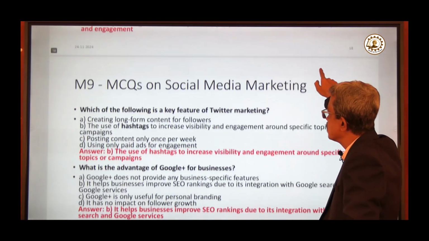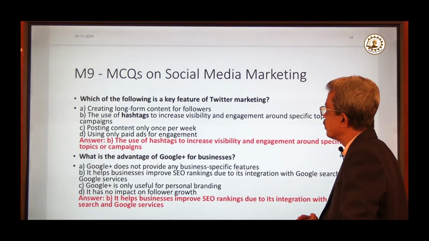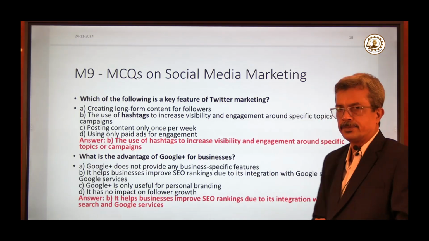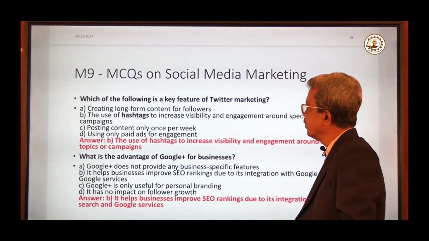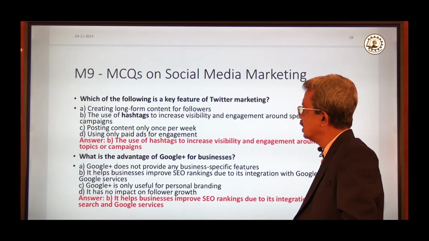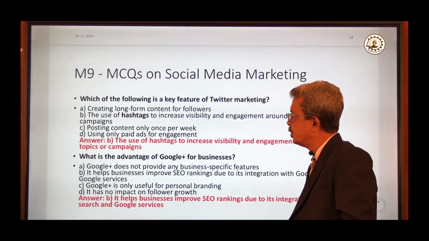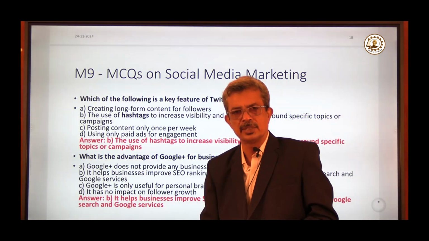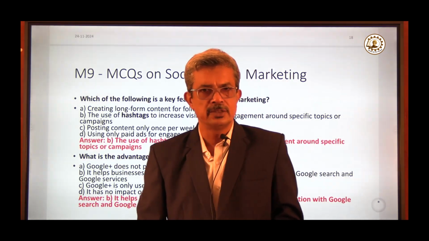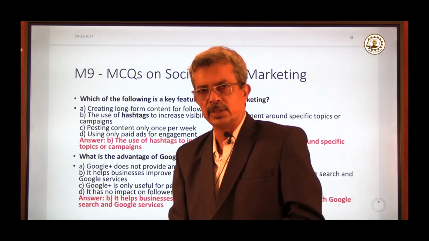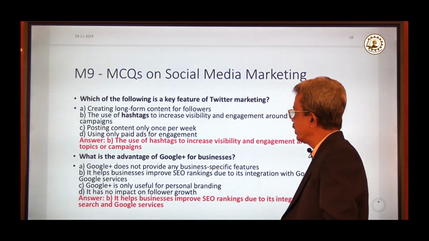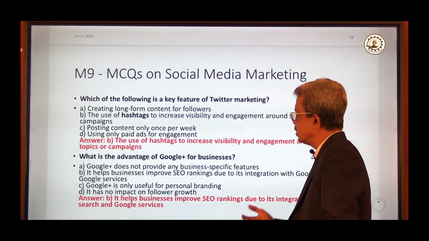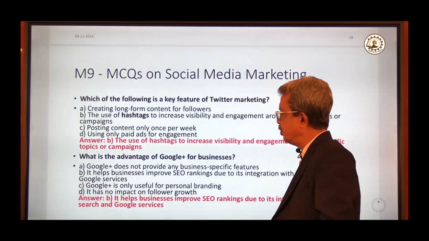The last two questions are on social media marketing. Which of the following is the key feature of Twitter marketing, which is currently called X? The options include creating long form content, using hashtags, posting content once per week, and only paid ads. It is a very simple question, and all of you must be using it. Hashtag is one of the key components of Twitter marketing. So the response is option number B, the use of hashtags to increase visibility and engagement on specific topics or campaigns.